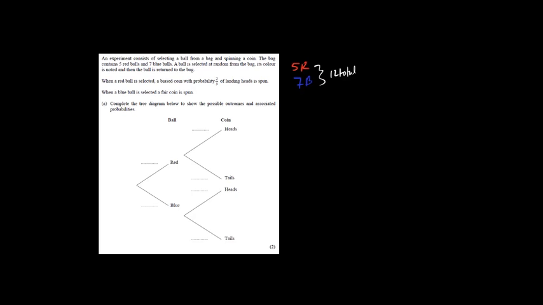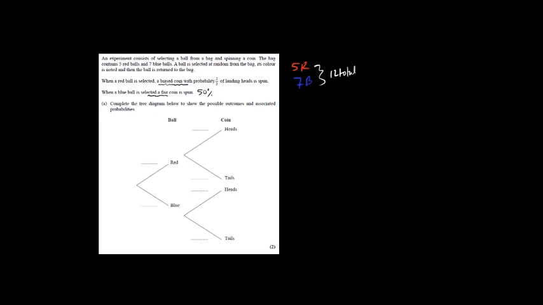But this particular coin is not a regular or ordinary coin, it is biased, and the probability is 2 by 3 if it is red and then you toss the coin. And if it is blue, then a fair coin is used, so the probability is 50% for head and 50% for tail. So the question is, complete the table.